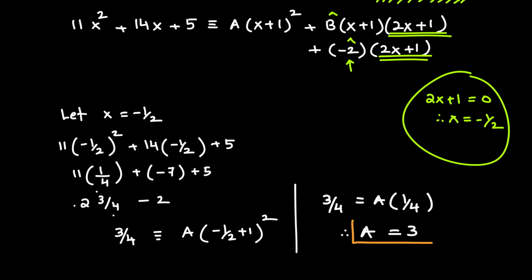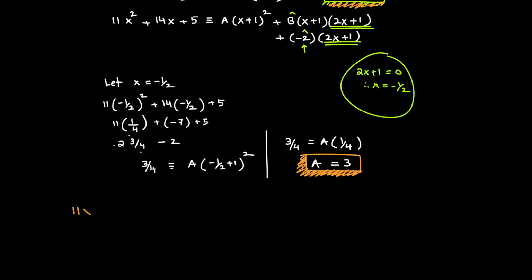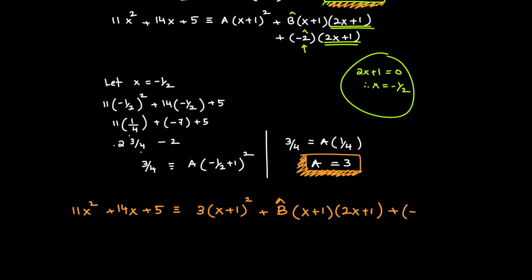So that is the second constant that you have found out. So a comes out to be 3. C comes out to be -2. Let's rewrite this expression again. So 11x squared plus 14x plus 5 is identical to a, which is 3, multiplied with (x plus 1) whole square. B, which is still unknown, is being multiplied with (x plus 1)(2x plus 1). And C, whose value we already know, which is -2, is multiplied with (2x plus 1). Now only one unknown constant is left.